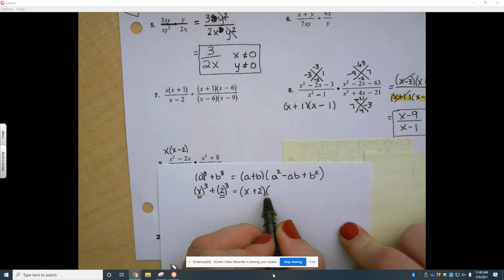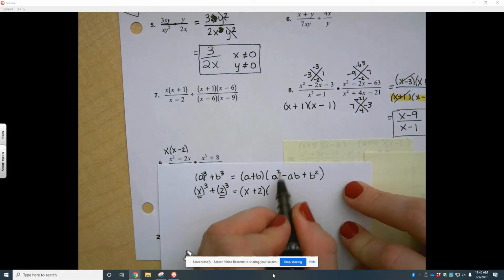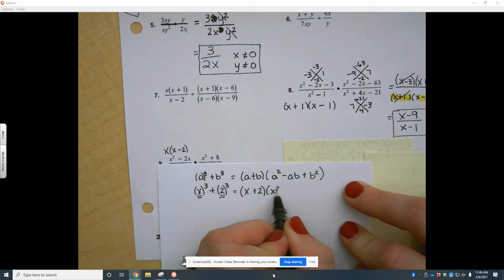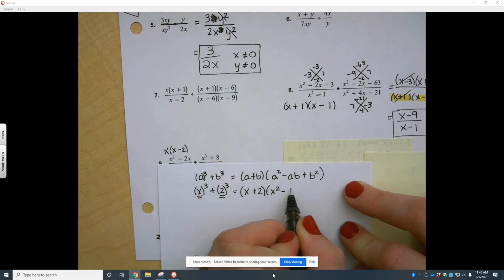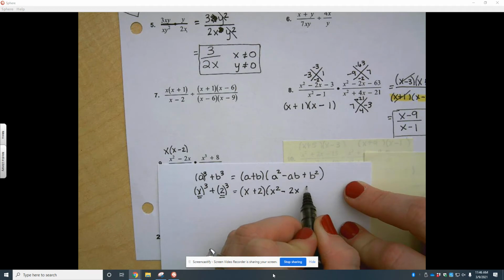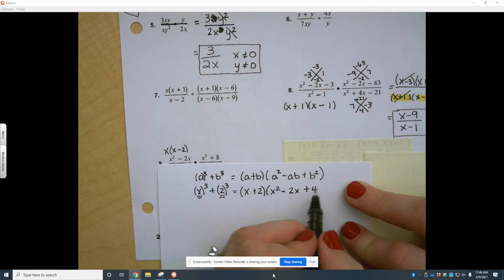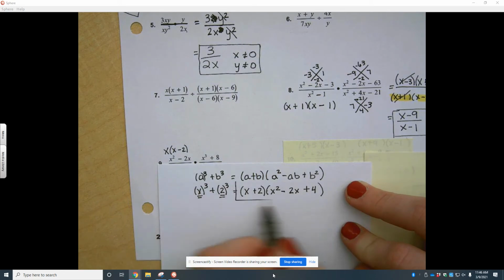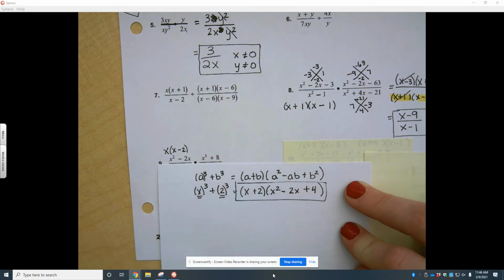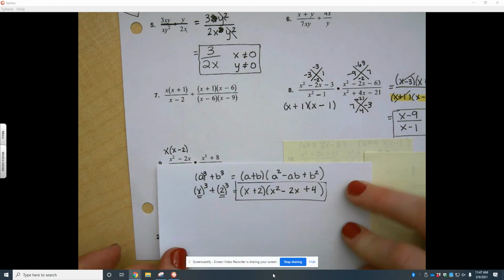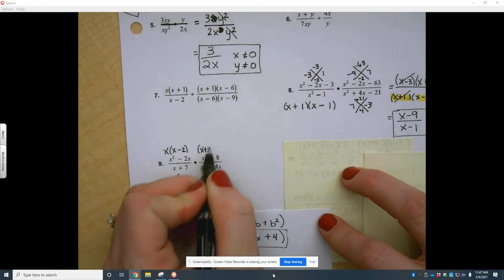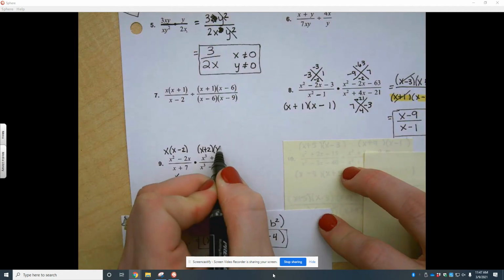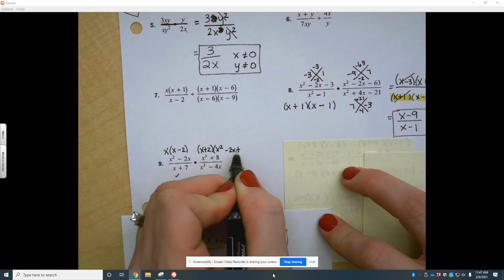And then in the parentheses, I'm going to have a squared, which is really x squared, minus a times b, which is 2x, plus b squared, which would be 2 times 2, which would be 4. That is what that would be factored out. So let's go ahead and write that above this. So I have x plus 2, and then x squared minus 2x plus 4.